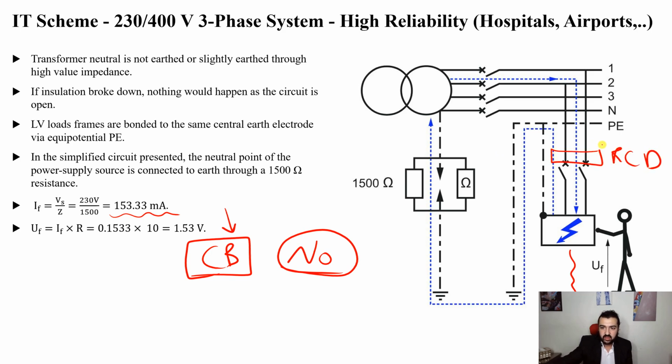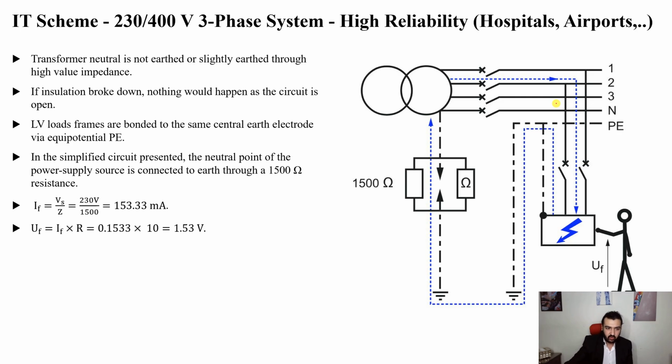that compares the line current or the phase current and the neutral current. This one is the neutral, not phase 2, it is the neutral. So as you can see, the fault current is very small, 153.33 milliampere. Remember this value, as we will need it after some slides.